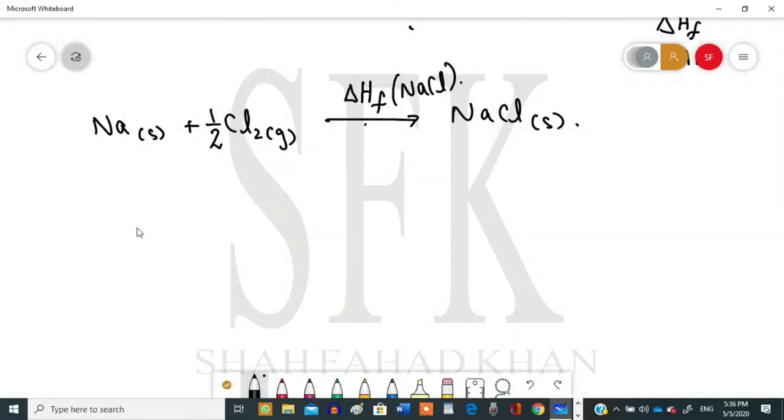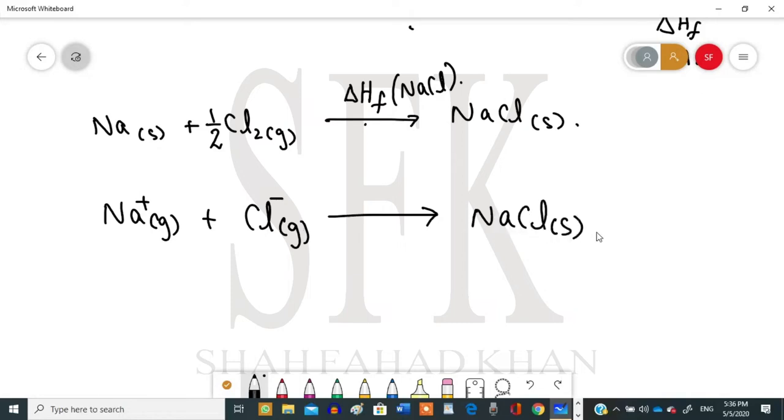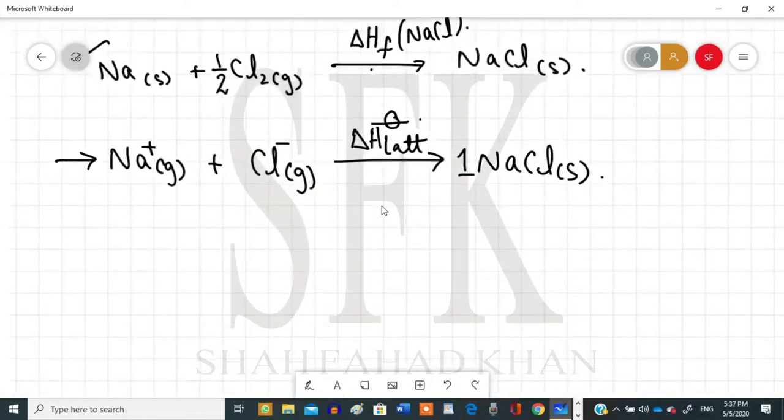And what about the lattice energy of sodium chloride? If I write down sodium ions in the gaseous state combined with chloride ions in the gaseous state to form 1 mole of sodium chloride in the solid state, then the enthalpy change of this reaction is going to be the enthalpy change of lattice, basically the lattice energy, right? And this is something that you've done in A2. This is from AS, but this is from A2, right? And the definition of lattice energy is asked in A2 as well.